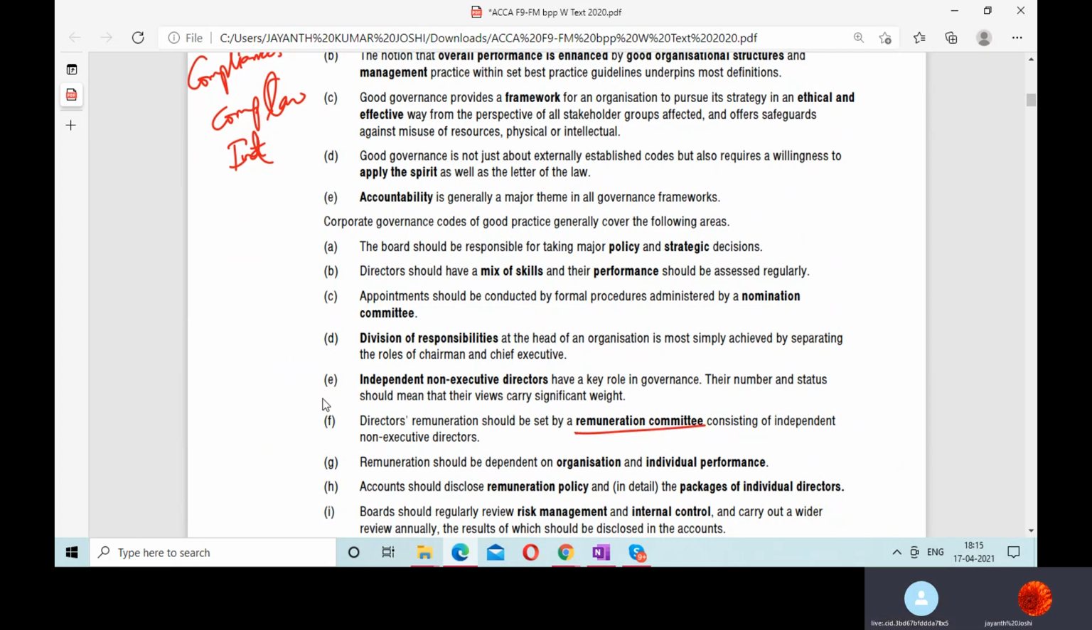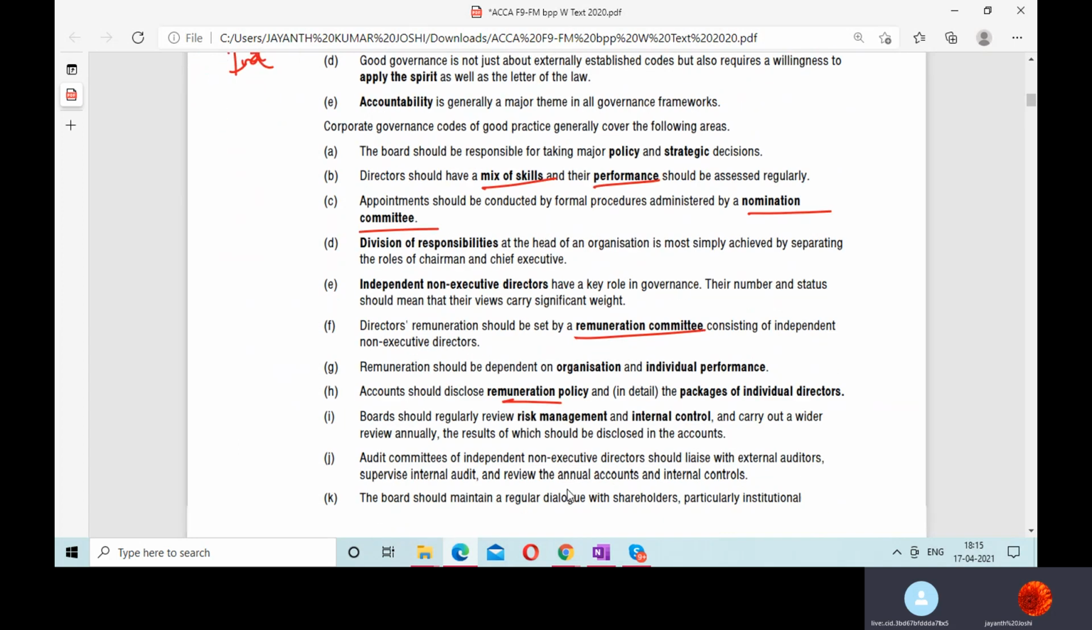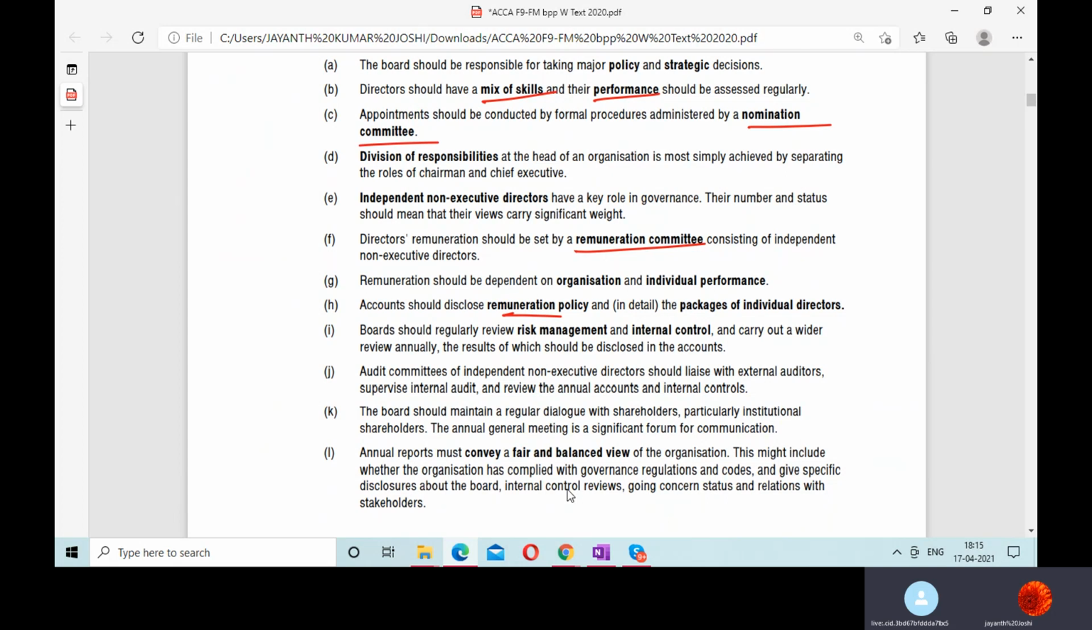Then to give the remuneration, you have a remuneration committee, as per the company's law. To nominate the directors and appoint administrative officers or managers, you have a nomination committee. The directors you appoint should have good skills and should be performance-based, correct? Then remuneration should not be given like that. Performance-related pay should be given, and we will not decide autocratically.